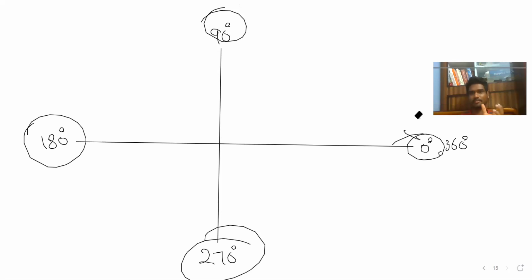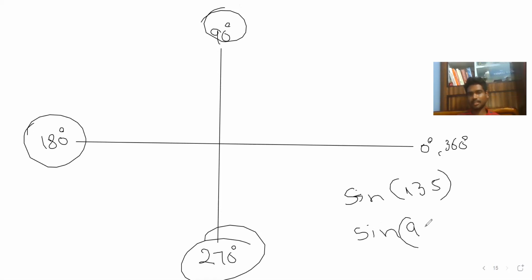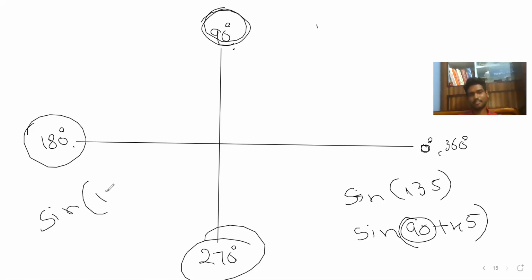So you will write sine 135 as sine of 90 plus 45, because 90 is the fundamental angle. 0 is the fundamental angle, 90, 180, 270, they are the fundamental angles. I can also make it 180 minus 45, because I know 135 is 180 minus 45.